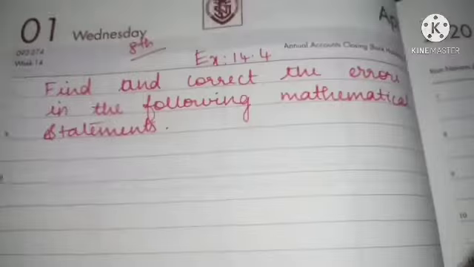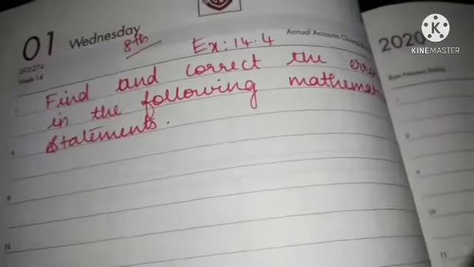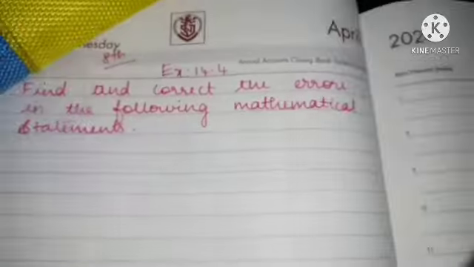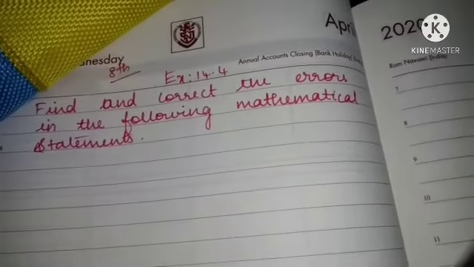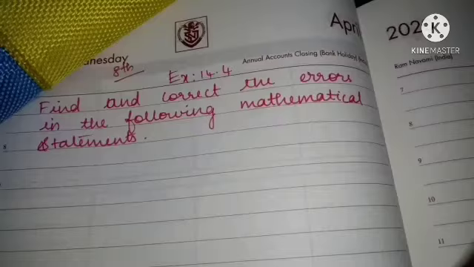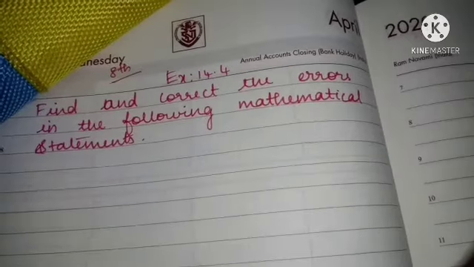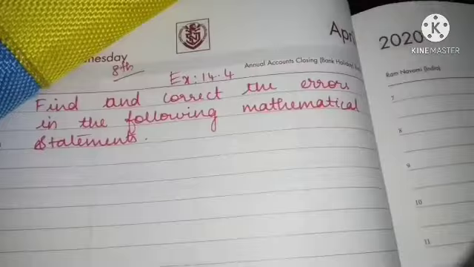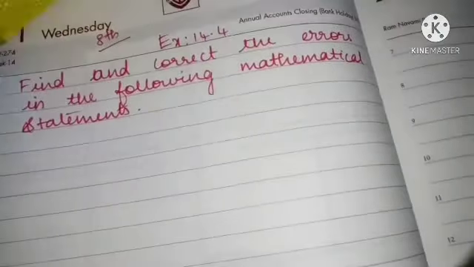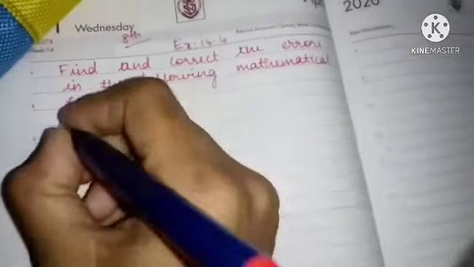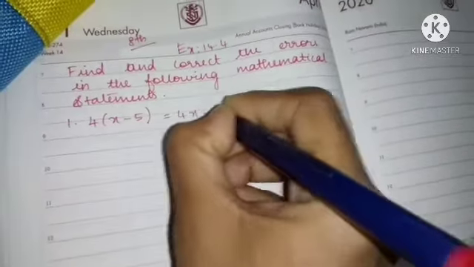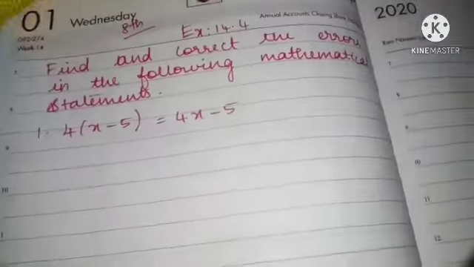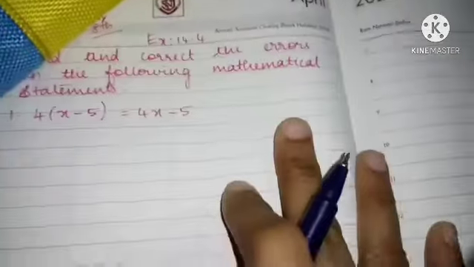I am going to exercise 14.4 directly, children. Actually, in this we are going to correct the errors. When you are doing some algebraic equation calculation, where are the places you will correct the mistakes, that we are going to do in this exercise. Exercise 14.4, first problem: 4 into x minus 5 is equal to 4x minus 5. Find and correct the errors in the following mathematical statements.